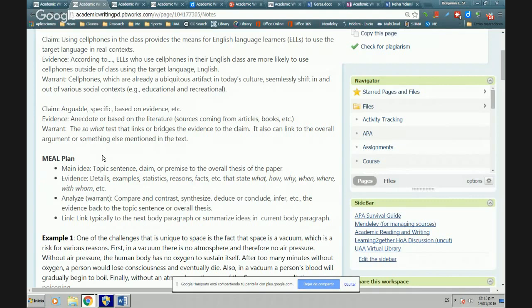But yeah, so this is kind of another way of looking at it. And whatever works for you. Of course, there are other ways to think of paragraph development, not just the meal plan.